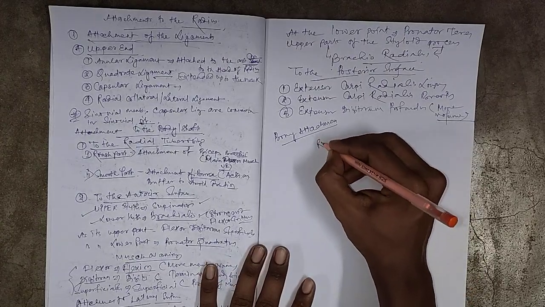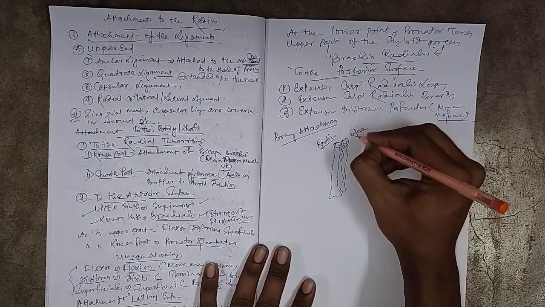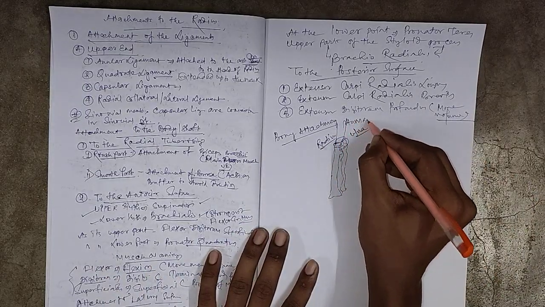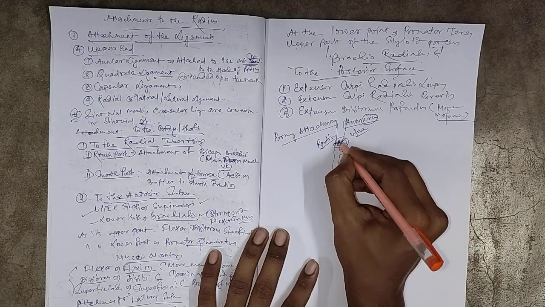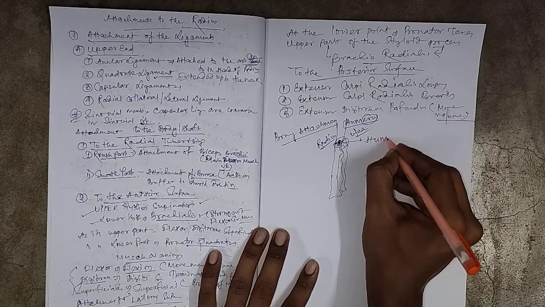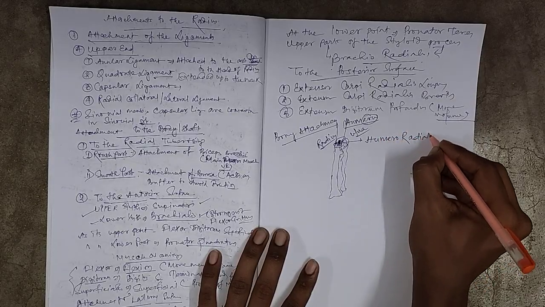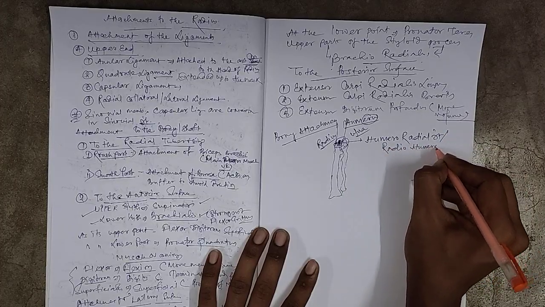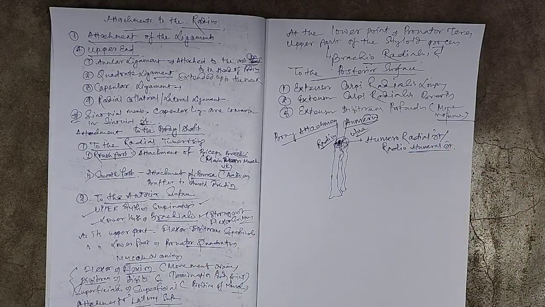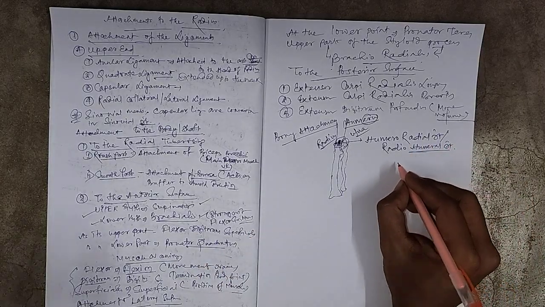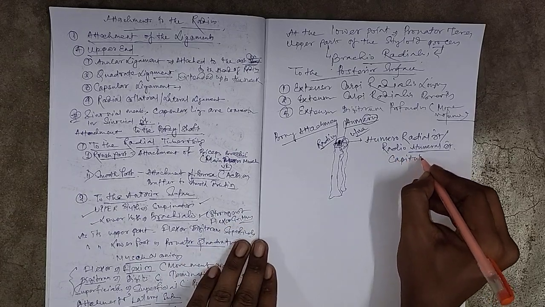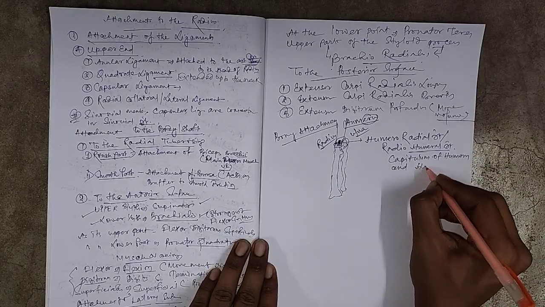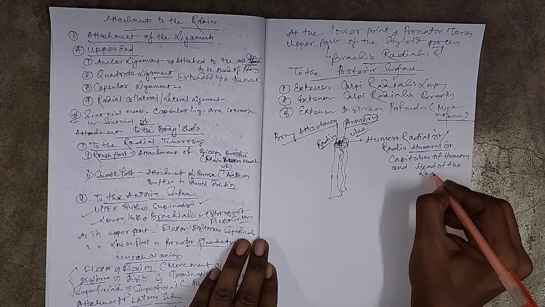If we take this bone as the radius, this as the ulna, and this as the humerus, then the first joint in case of the radius is the radiohumeral joint, and this joint is formed between the capitulum of the humerus and the head of the radius.